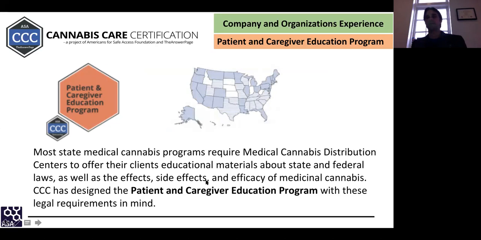And we didn't just design these patient and caregiver education programs in a vacuum. We actually looked at trends and requirements for states, and many programs are requiring that distribution centers, such as a dispensary, offer their patients or clients or qualified individuals education materials about state and federal laws, as well as effects, side effects, and efficacy of different products. And so we designed this program with these specific legal requirements in mind.